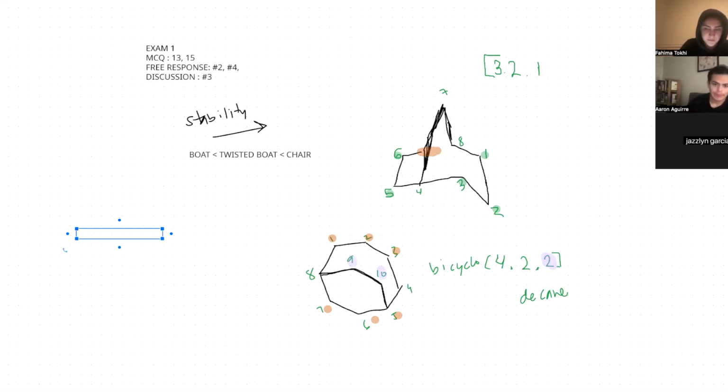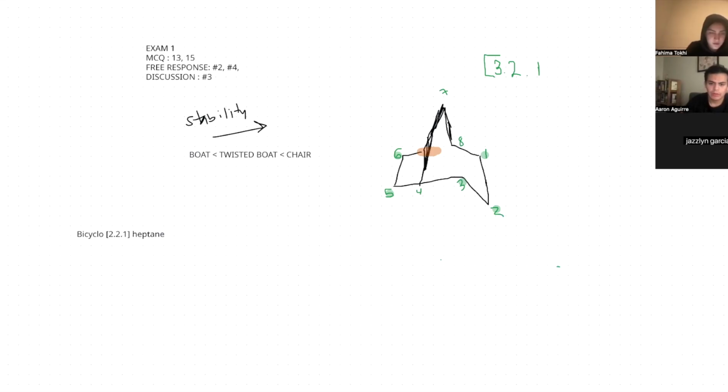If you were given bicyclo, if I were given bicycloheptane, I would go bicyclo 2, 2, 1 heptane. So total carbons has to be 7, right? In the whole thing. So low key just draw a cyclohexane: one, two, three, four, 5, 6. And then I just go like this. So this right here is your 7.